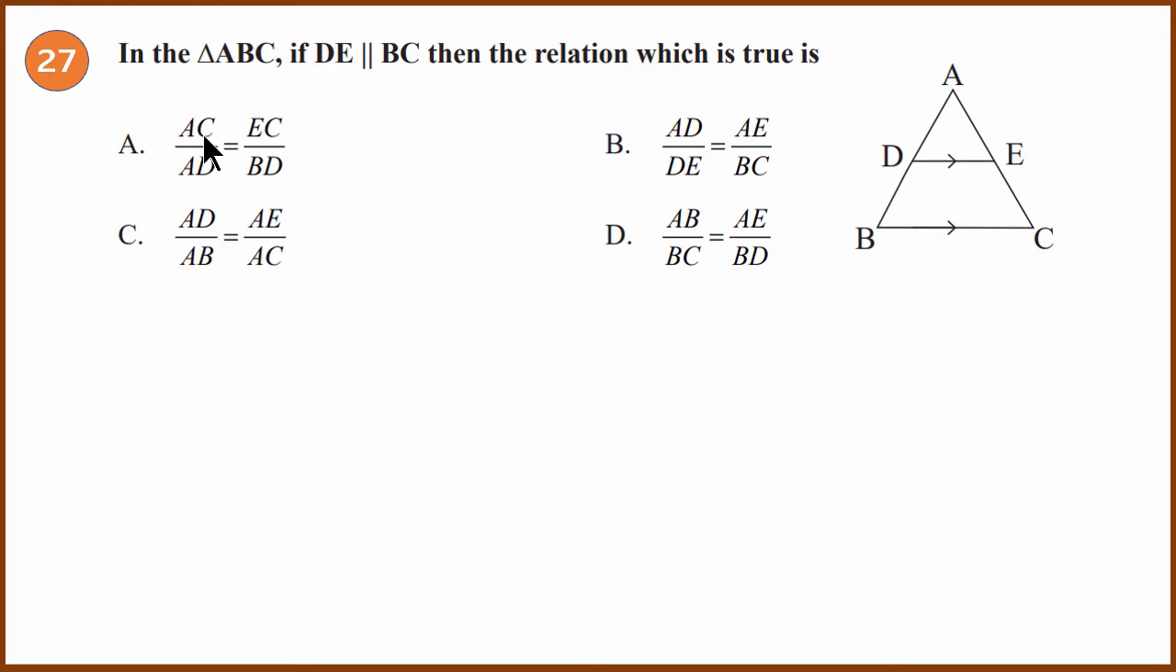Let us see. AC divided by AD. What is AC? This side. AD this side. So, that are two different sides of the triangle. So that is not an option.